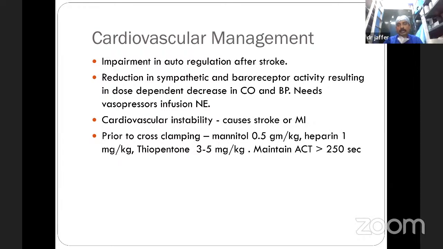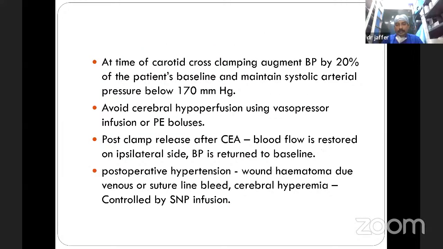So the advantage of BIS is that we can note the burst suppression. We should try to achieve the burst suppression, so a dose of around 5 mg/kg is advocated. But the problem is that if you try to achieve the burst suppression, the hemodynamics will be affected, so the patient may land up in hypotension. So usually we give a dose of around 3 mg/kg thiopentone.